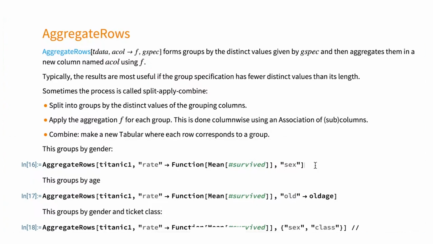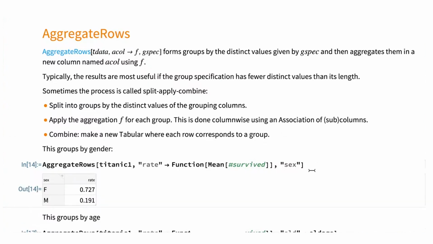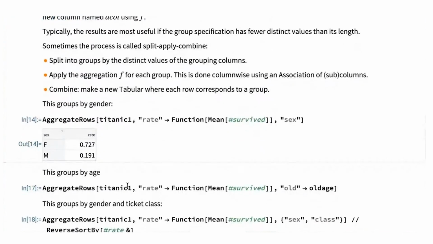So let's do an example here. Let's compare the survival rate by gender. Females survive way more often than males in the Titanic. That's interesting. Now let's do another one, and you can use a transformation rule to set up a group.